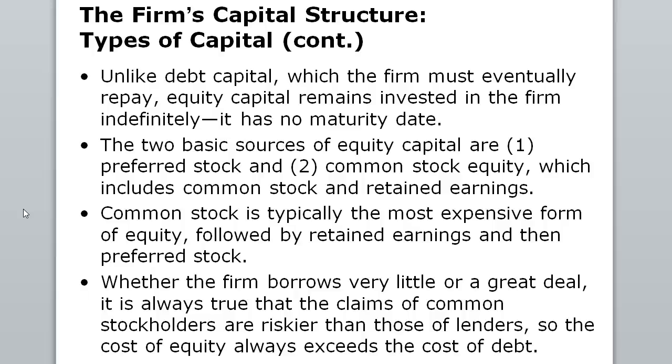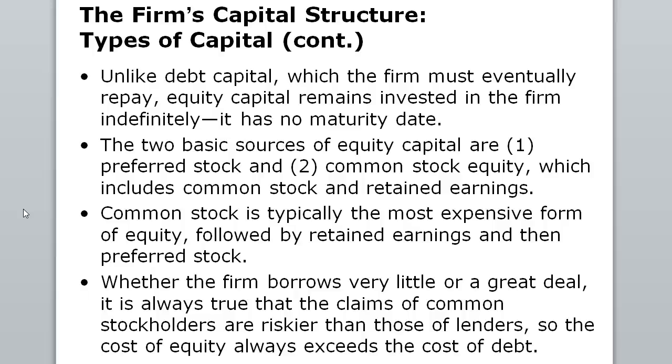Preferred stock is preferred because it pays a guaranteed rate of dividend. Common stock is typically the most expensive form of equity, followed by retained earnings and then preferred stock. So preferred stock is the cheapest because it guarantees a dividend. Retained earnings are cheaper because you don't have to pay dividends on them, but still more expensive than preferred stock. And then the common stock equity is the most expensive.